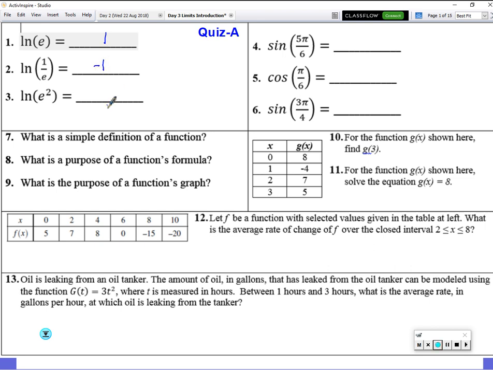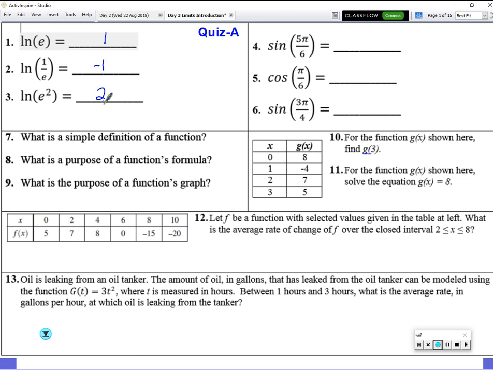Number 3. Excellent. 2 tally marks. Questions from anybody? Awesome. Number 4.